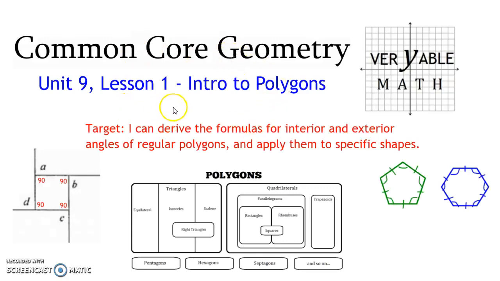This is a video lesson for the Intro to Polygons lesson in the Polygons unit. This is the first lesson in a new unit dealing with polygons, which are two-dimensional shapes. We're going to talk about their tendencies, but first take a look at this learning target. According to the learning target, we're going to be deriving formulas for interior and exterior angles of regular polygons and applying them to specific shapes.